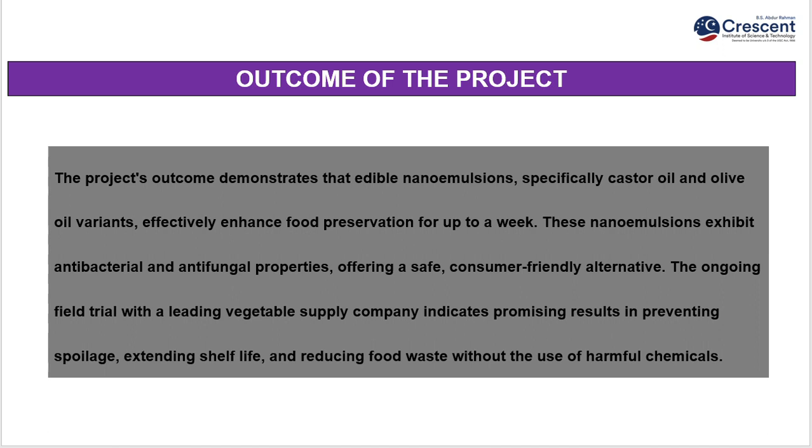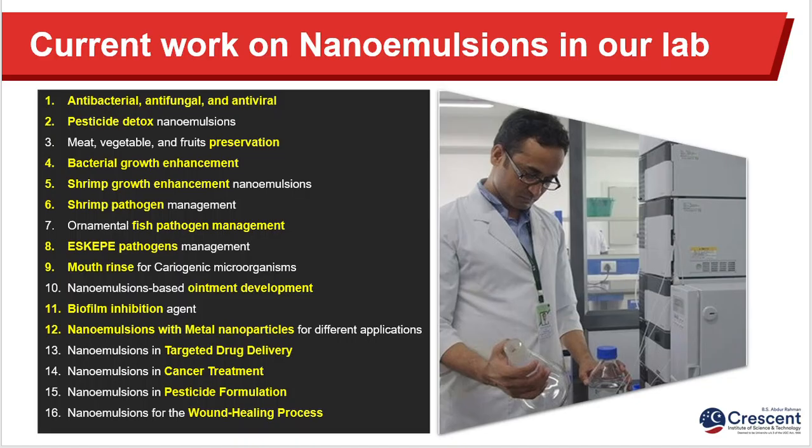This nano emulsion is cost effective, and it is also of a good edible nature. So in our lab, we do different types of nano emulsion based work. For example, we try antibacterial, antifungal, antiviral. Recently we have made a pesticide detox nano emulsion. Multiple students worked on this project, and we use this nano emulsion for preservation of meat, vegetables, and fruits. That's some of the aspects we discussed.